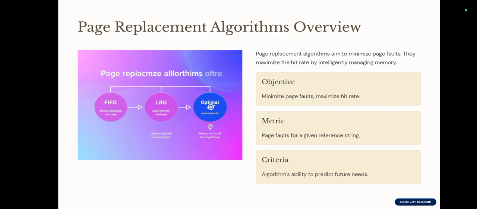Page replacement algorithm goals. There are specific goals related to page replacement algorithms. The main goal of these algorithms is simple: first, minimize page faults, and second, maximize the hit rate, meaning pages found in memory. We evaluate algorithms using a reference string, a sequence of memory accesses. The fewer faults an algorithm generates, the better it is.